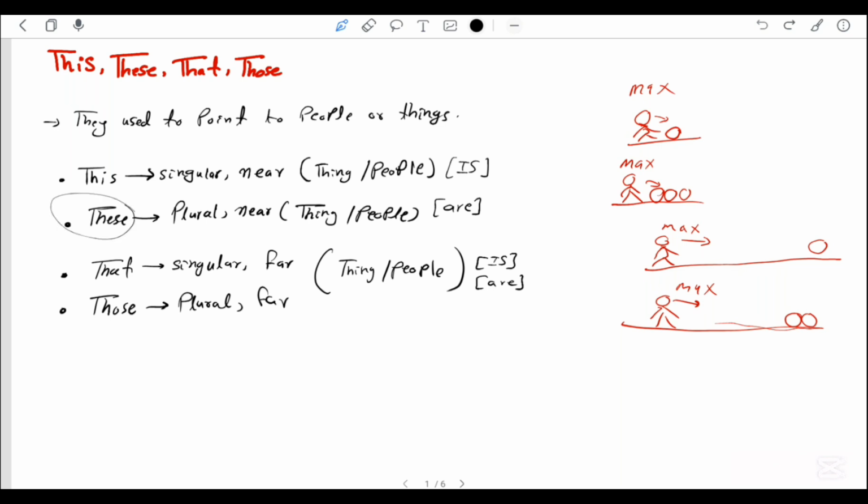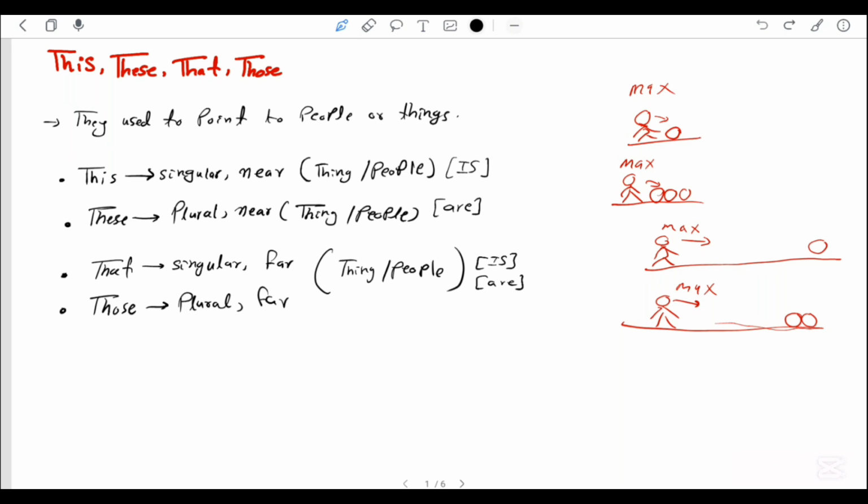Okay, another word we have is these. These is the opposite of this. We use this for a singular thing or person, but we use these with plural and near things. It's only plural, but the things or the people should be near. For example, now instead of one person or one thing near to you, there are many. So you use these, for things and people.